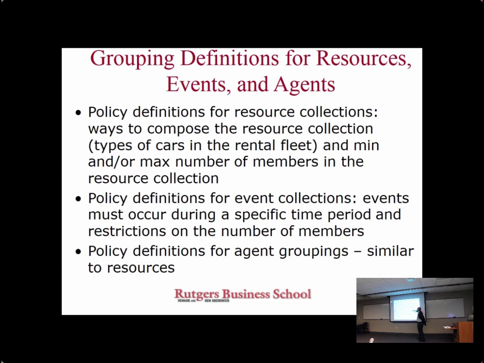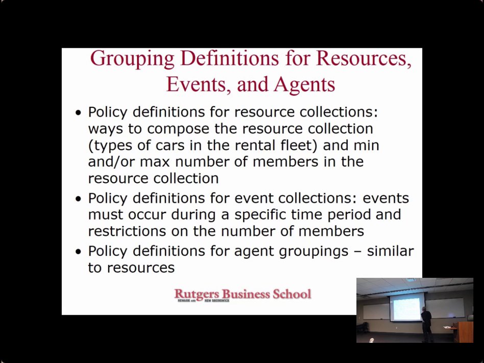Or we can have a minimum and maximum number of members in the resource collection. So, for example, our fleet should have at least 10 cars, right? Because that's the minimum that we can live with, but no more than 20 cars, right? Because we don't want to splurge on it. Again, that's another policy.